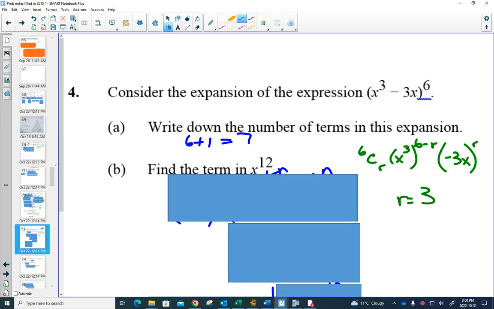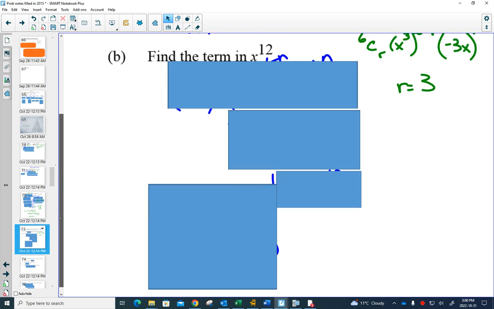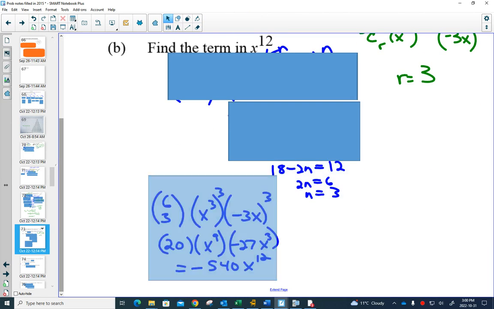Because if you have a 3 here, you'd have 3 x's. A 3 here would give you 9 x's. Together, that would give you 12 x's. So r is equal to 3. And then it's just a matter of plugging things into the formula.